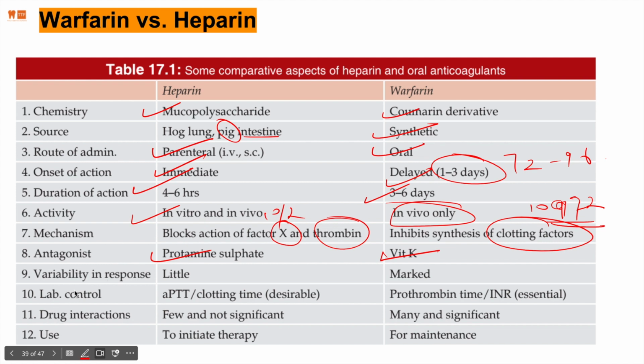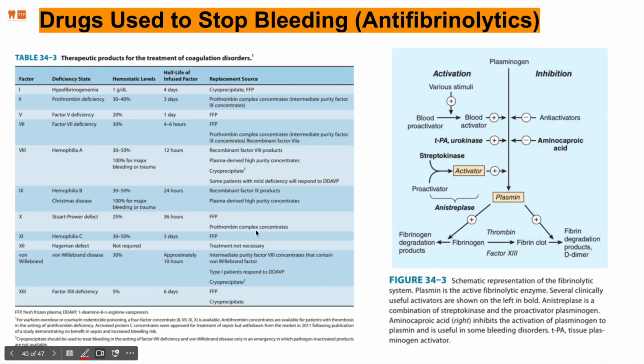And then, of course, in terms of lab controls, for heparin, we want APTT. In warfarin, we need PT, or more essential, INR. Drug interactions: heparin has few, non-significant, but warfarin, oh my goodness, it has a lot. Please check out our drug interaction lecture. Perfect. And lastly, our last stage is drugs used to stop bleeding.